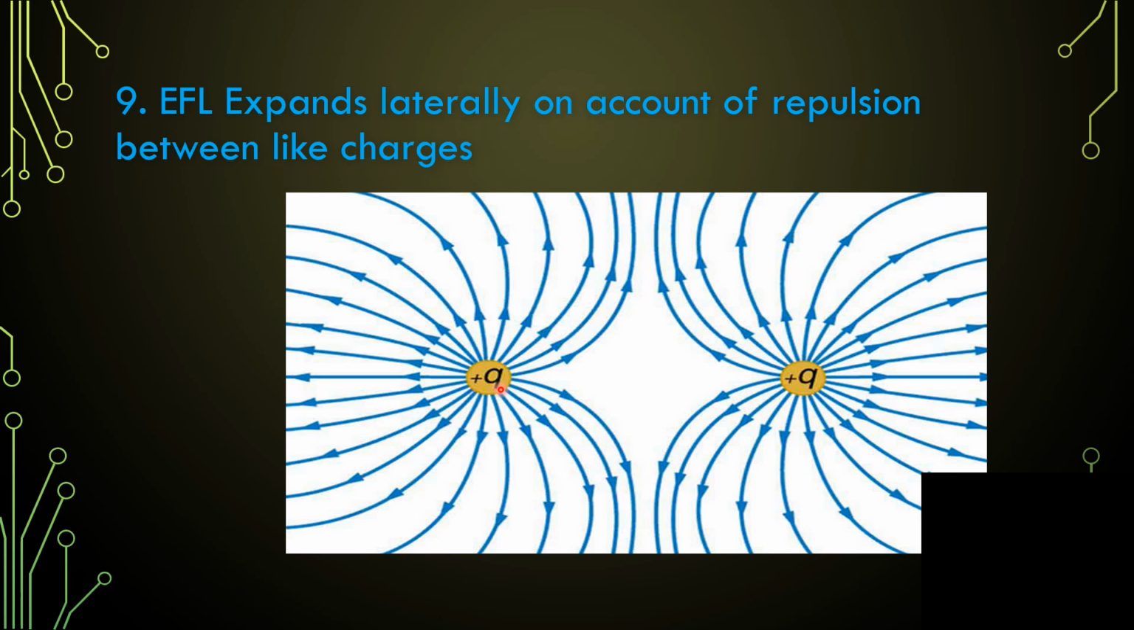Okay, if these two charges are equal in number and both are like charges, then the null point is exactly the midpoint, midway between these two charges. What is a null point? A null point is a point at which the total electric field is zero.